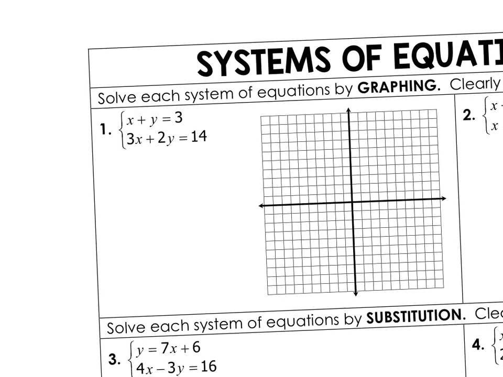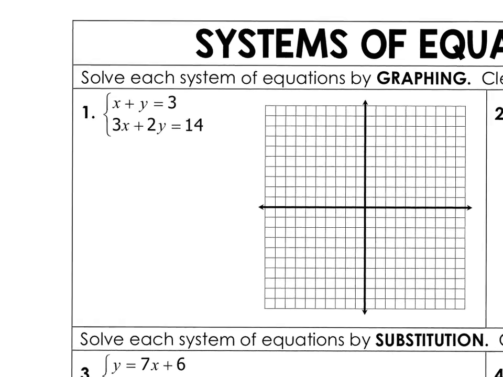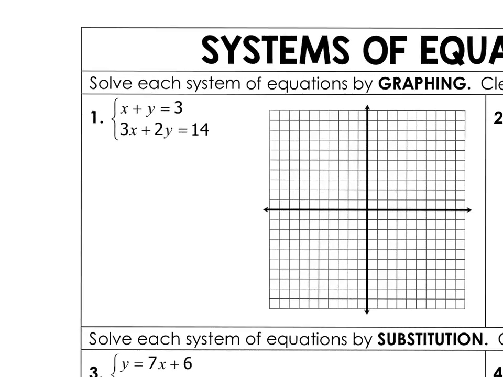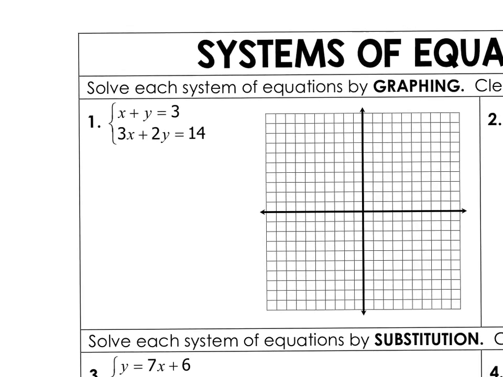As always, please try to complete this study guide beforehand and then watch the video. Okay, so number one, we're solving this system by graphing. Because we're solving it by graphing, the easiest way to graph would be to change both of these to slope-intercept form. And if you remember, slope-intercept form is y equals mx plus b.